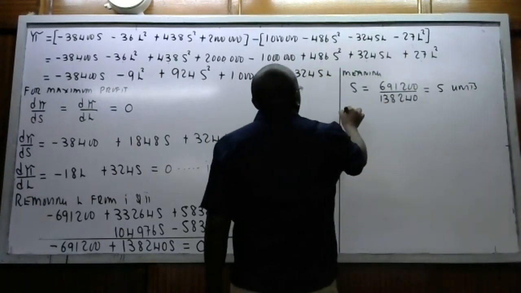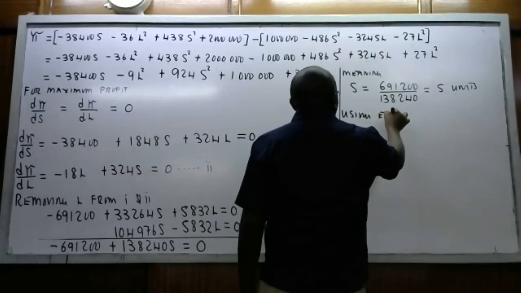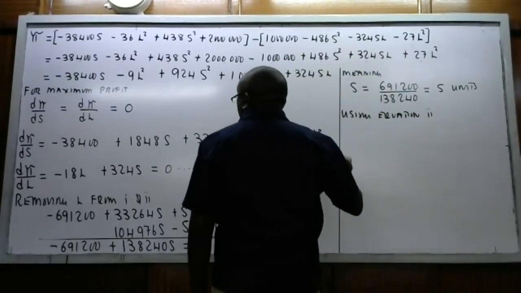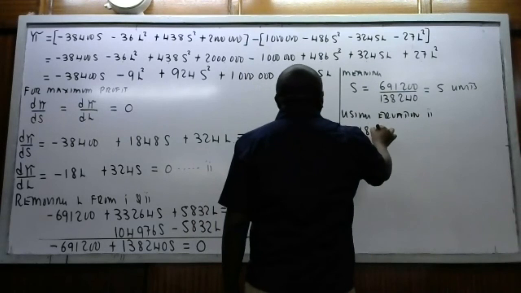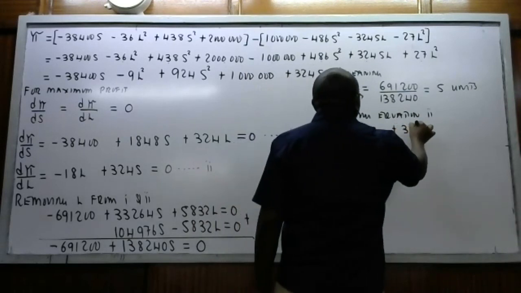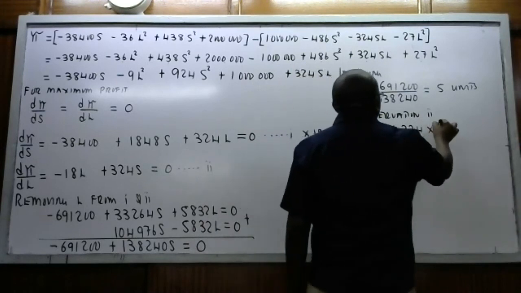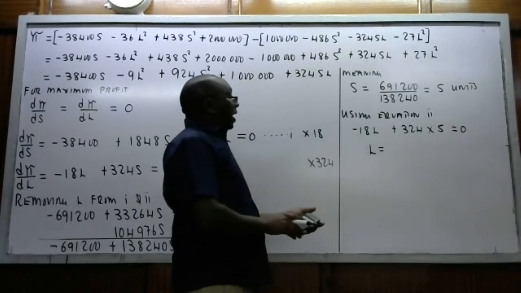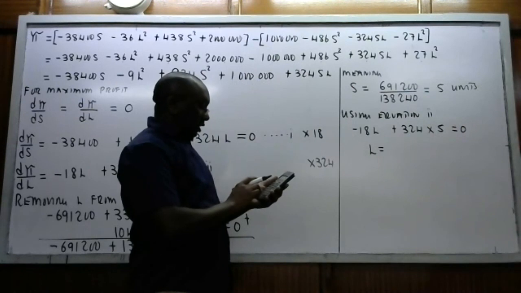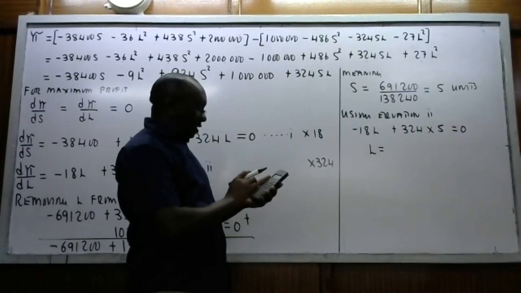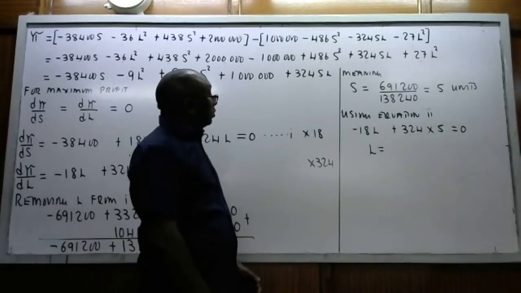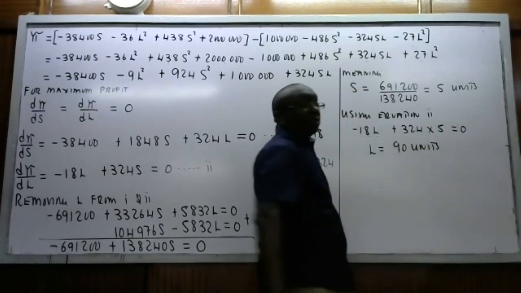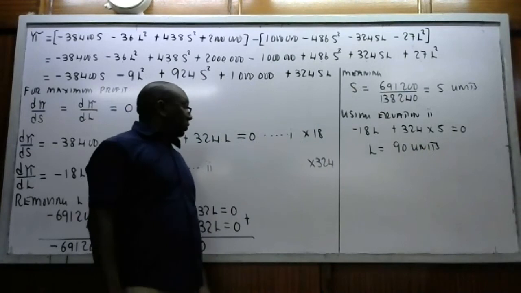Then, using equation 2, we will say minus 18L plus 324 times 5 is 0. So that will mean that L should be what? So 324 times 5 divided by 18. L should be 90 units.